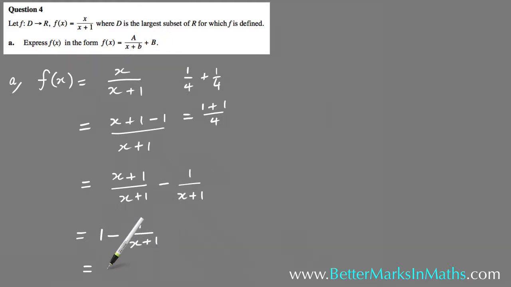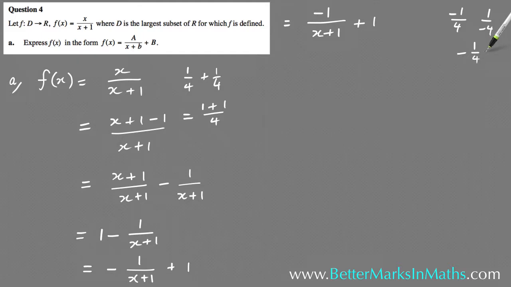So what you now need to do is write it like this. I'm going to put this term first, so minus 1 on x plus 1, and then plus this 1. It's not obvious here, but this a, the number on top, is actually going to be minus 1, because you could write this as minus 1 on x plus 1, and then plus 1. And it's a bit like if you have, say, minus 1 on 4, that is the same as 1 on minus 4, and you would write the whole thing as minus 1/4. That's all I've done here to get rid of the minus in front of the whole thing. So that's part A done.